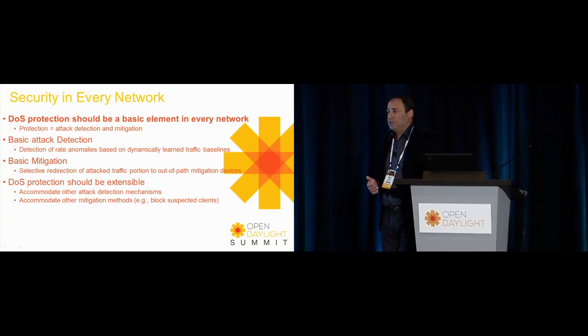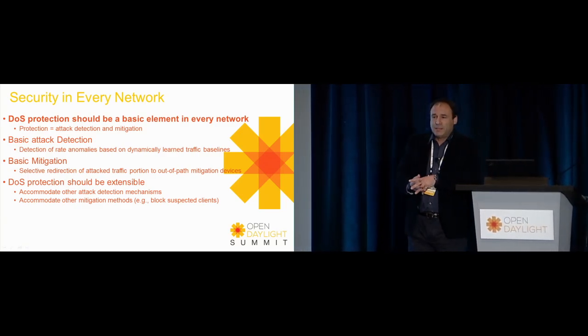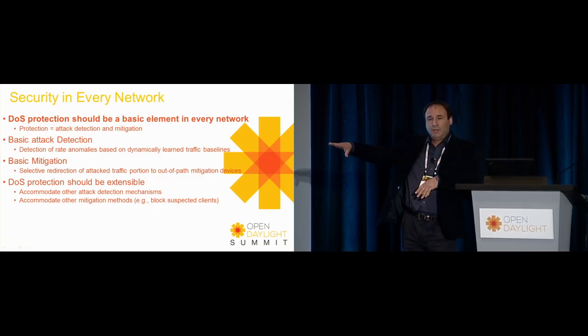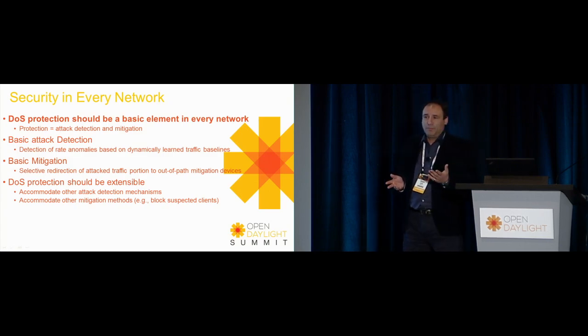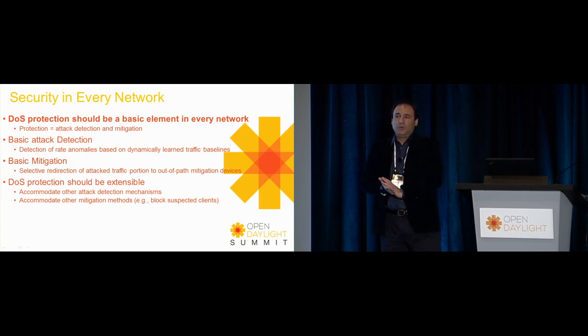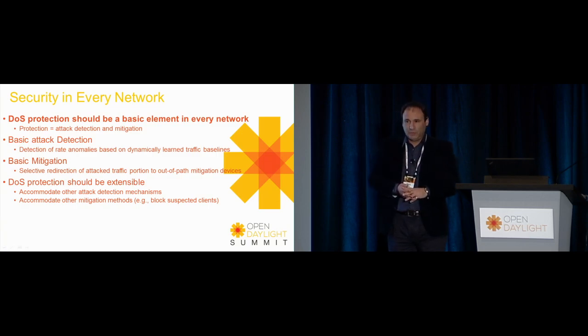Basic attack detection can rely on rate-based anomalies. So we learn traffic normal patterns, and then if there is a deviation over a period of time, we declare an attack. Attack mitigation could be anything from reporting through the redirection of traffic to mitigation devices, which then clear the traffic and return only the clean traffic back to the network.